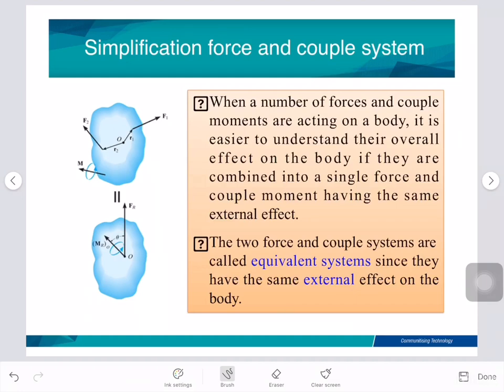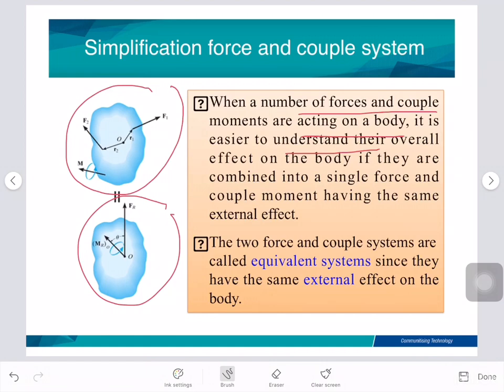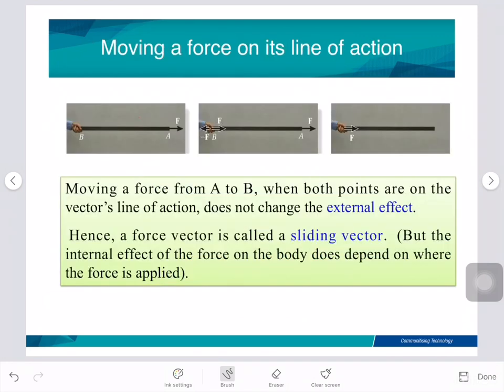This slide shows that when a number of forces and couple moments are acting on a body, it is easier to understand, so this is equal to this figure. The two force and couple systems are called equivalent systems since they have the same external effect on the body. Here the slide shows moving a force on its line of action. So this force and this force are on the same line of action.